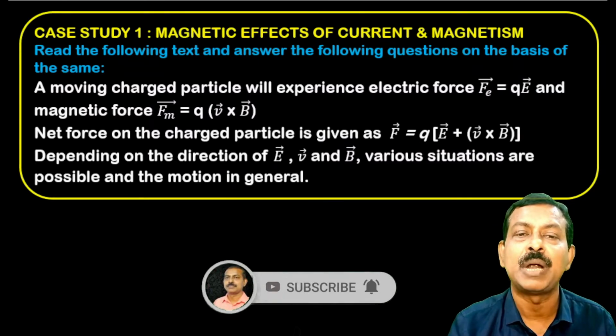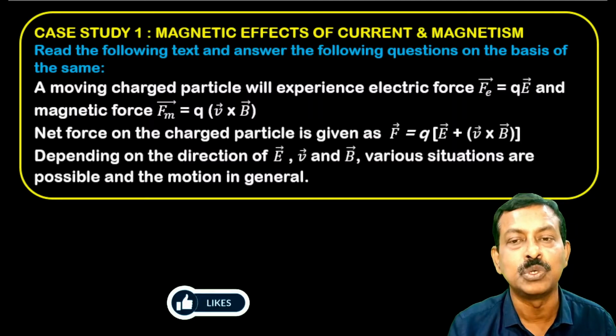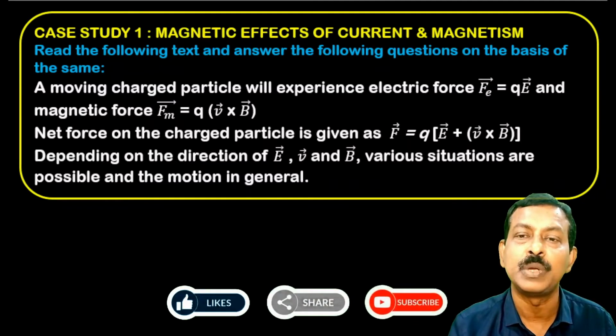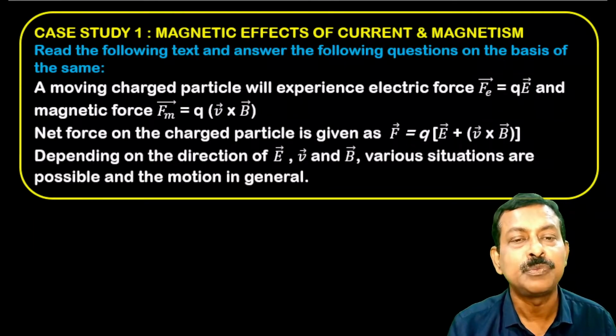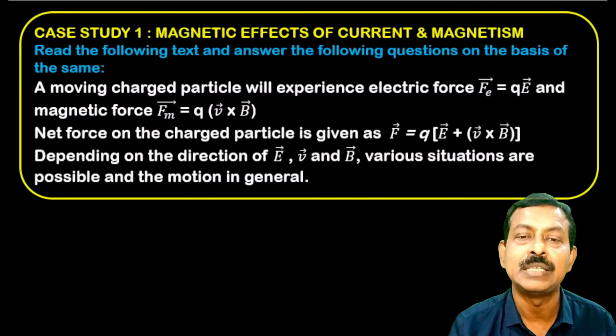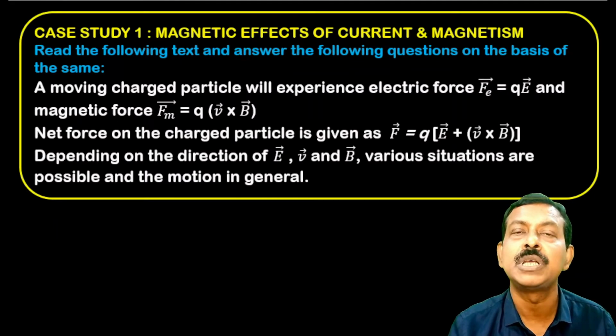A moving charged particle will experience an electric force Fe equals QE and a magnetic force Fm equals Q V cross B. The net force on the charged particle is given as F equals Q(E plus V cross B). Depending on the directions of E, V and B, various situations are possible for the motion in general.